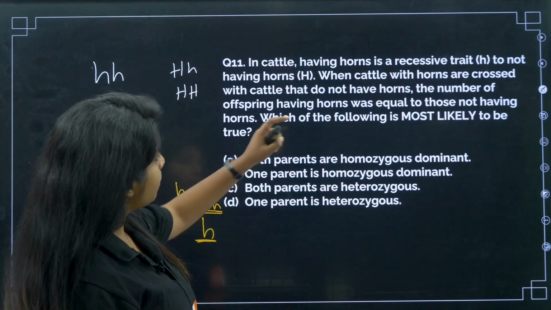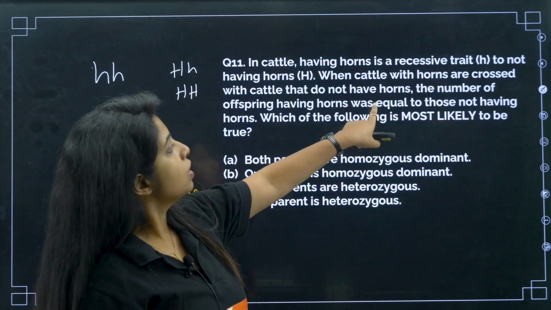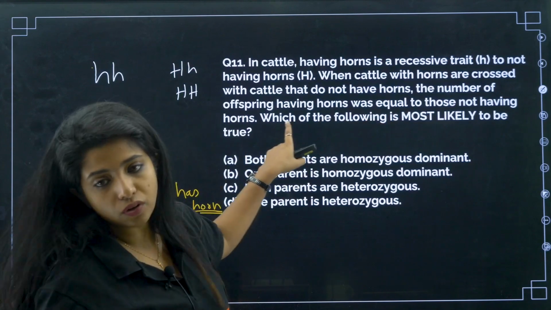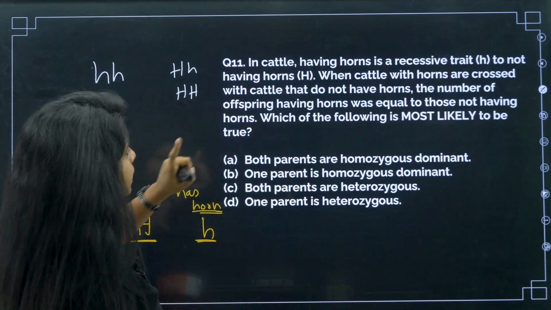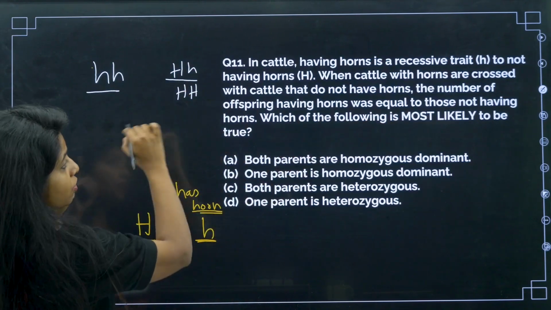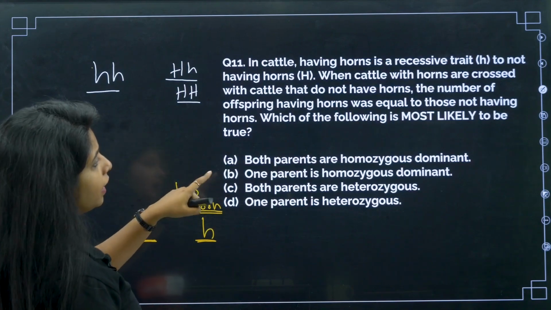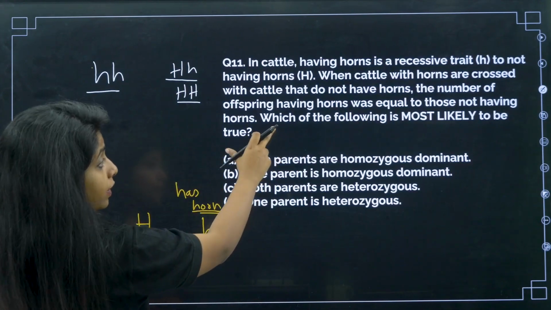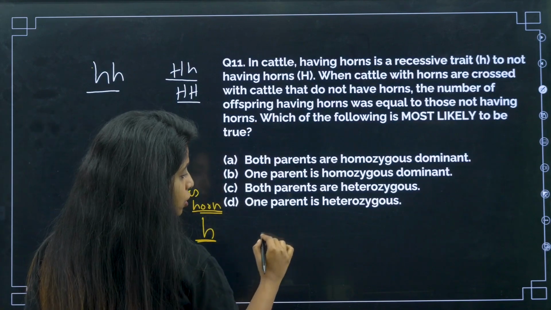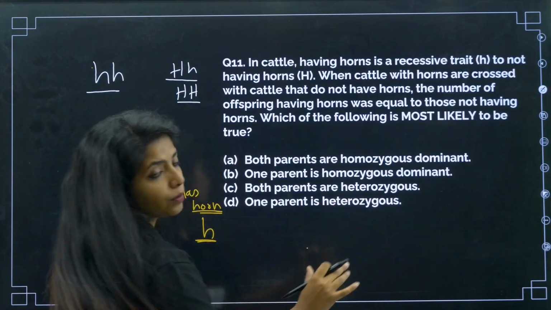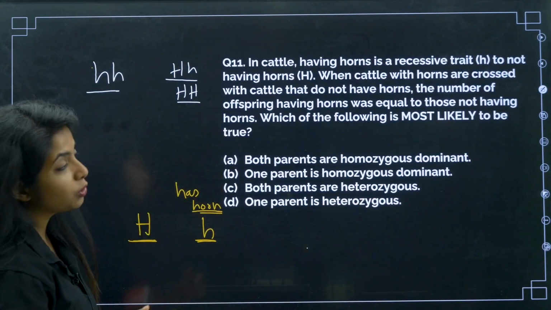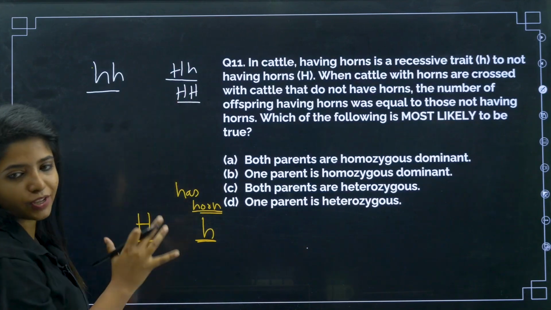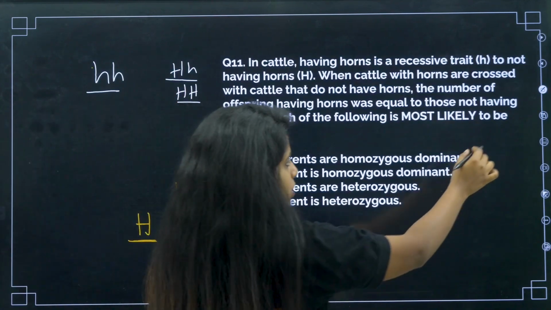The number of offspring having horns was equal to those not having horns. When you crossed cattle having horns to the ones that does not have horns, you found that the offsprings which were having horns were equal to the ones that does not have horns. So what is basically the genotype of these parents? That is what is being asked over here. So let's find out that.